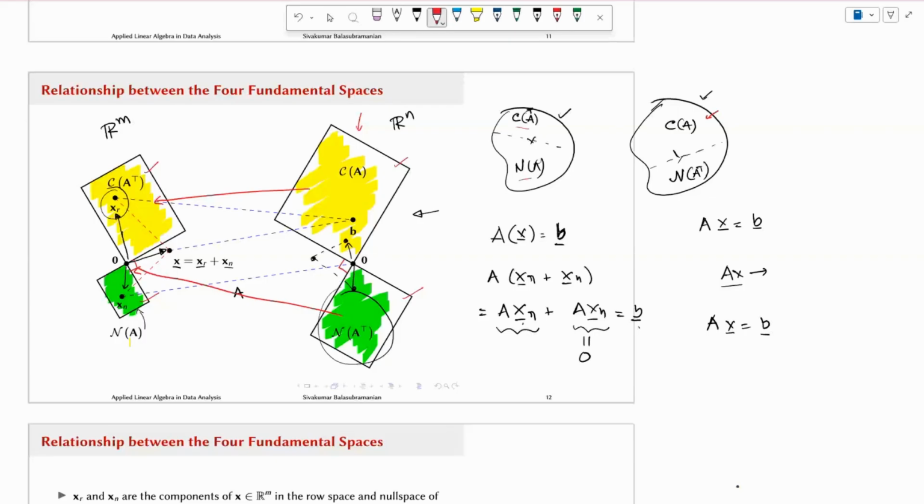The column space is the set of vectors that you can produce by doing AX. You can choose any X you want. All the possible vectors that you can produce by doing this operation are essentially represented by the set C(A). And any X that you choose that produces AX, some element in C(A), can be thought of as composed of two components, a row space component and a null space component.